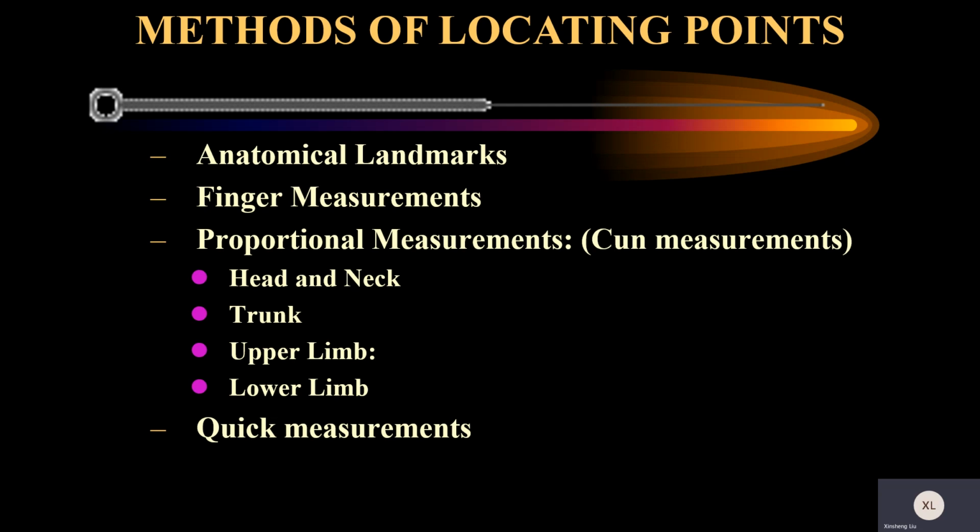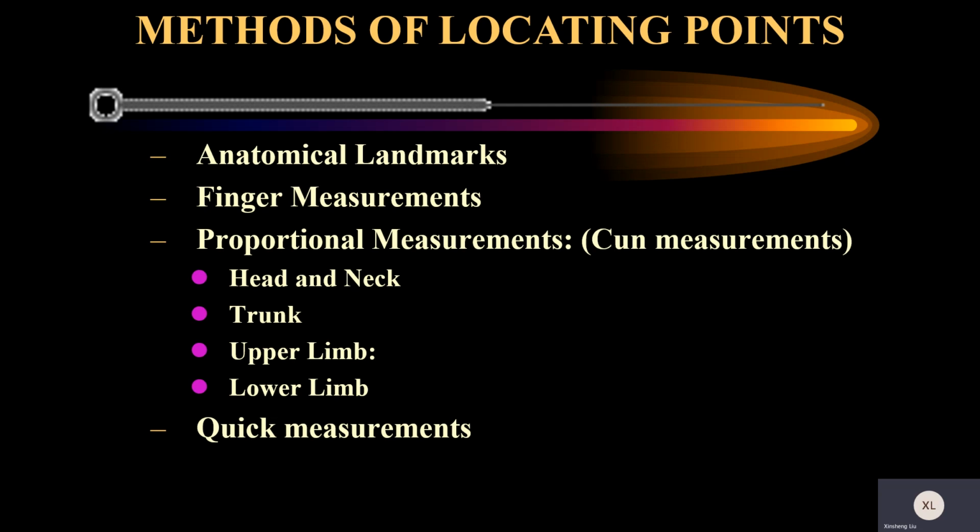So number 2, finger measurements. Use the finger, because some points may not have a special landmark to locate, so you have to measure them, right? And then number 3, proportional measurement. We call it cun measurements. Cun measurement is the most accurate method to locate the points. We can use proportional measurements.